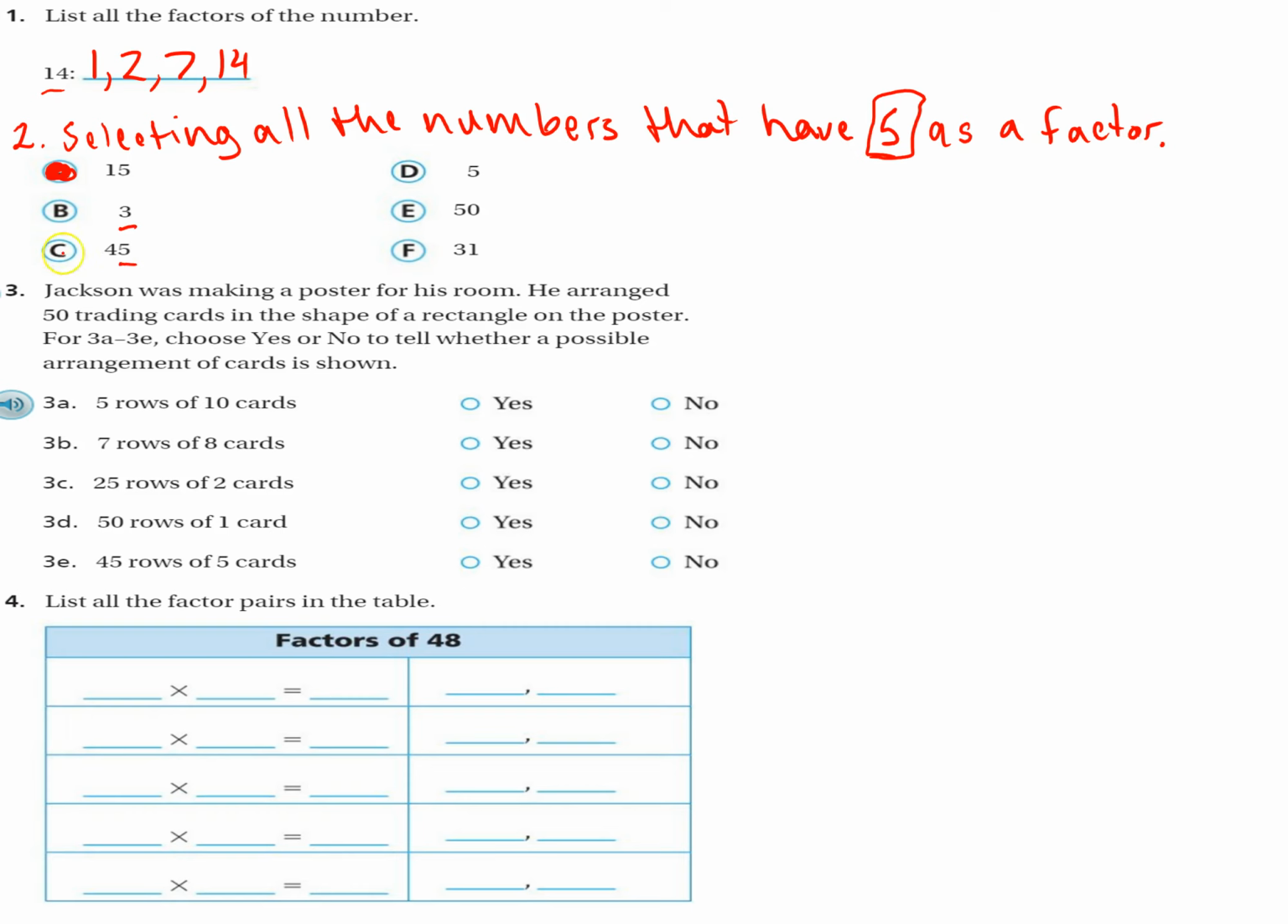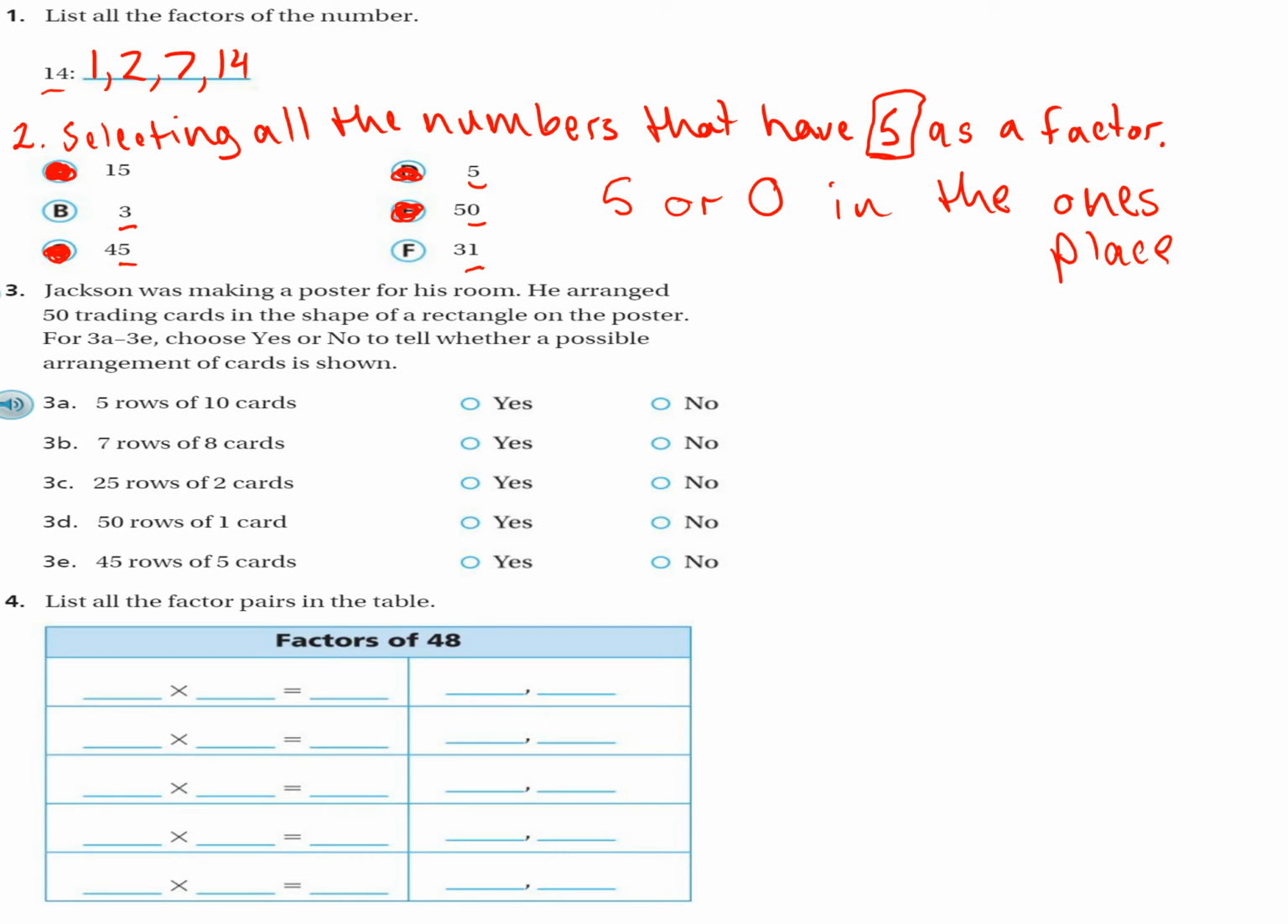This has a 5 in the ones place, that will work. 5 in the ones place, 0 in the ones place. Remember, 5 or 0 in the ones place. Okay, and then a 1 in the ones place. No, that won't work. All right, let's look at 3.